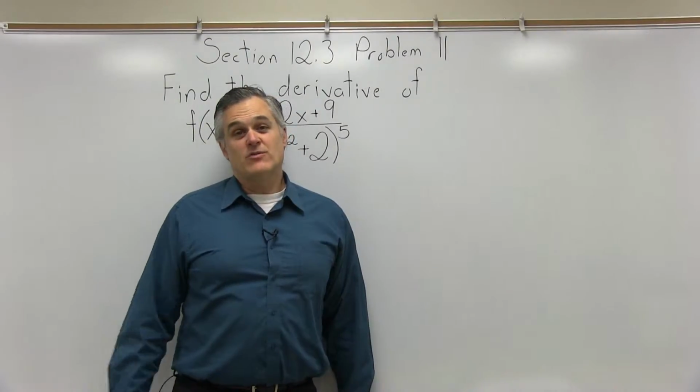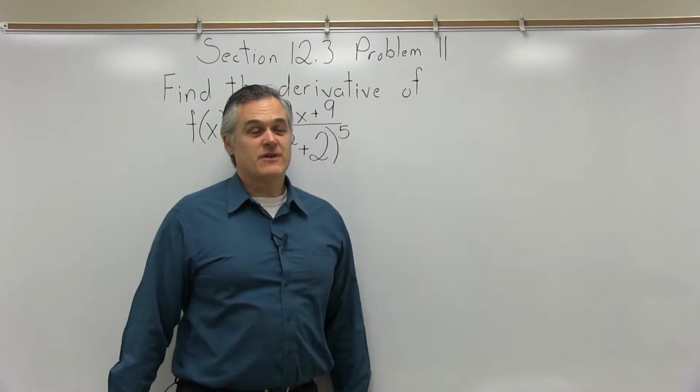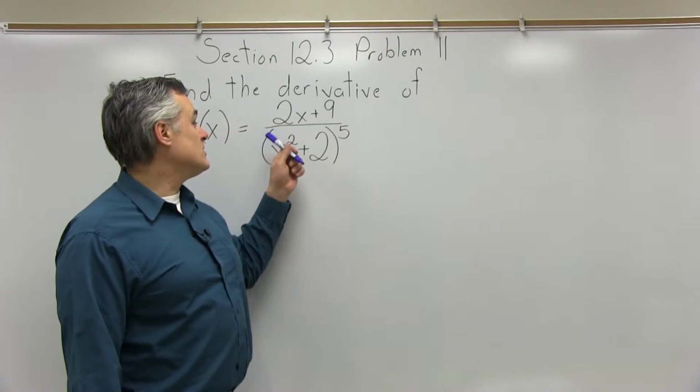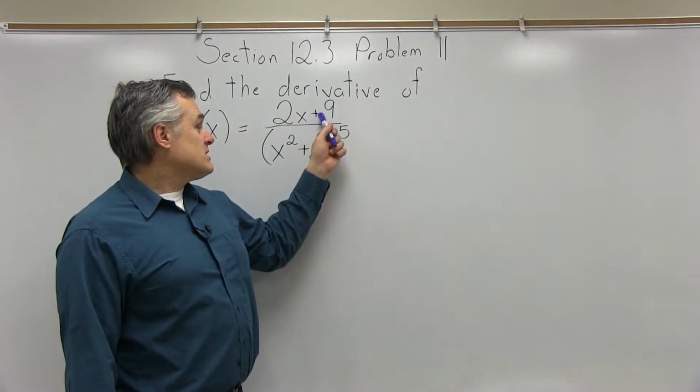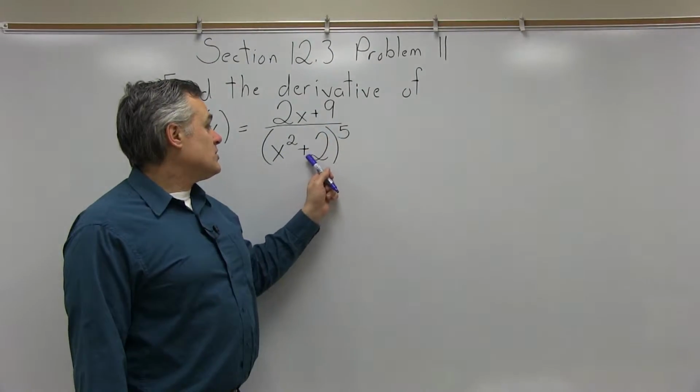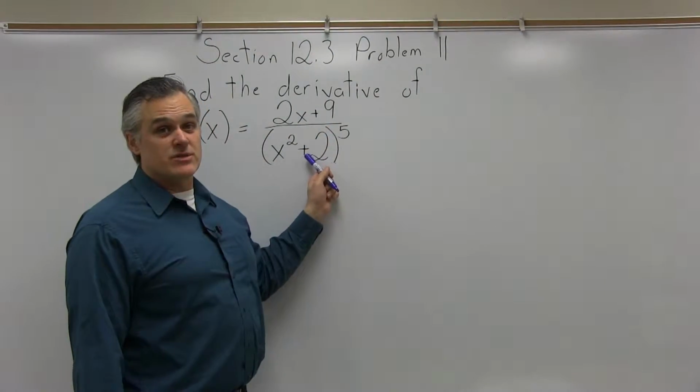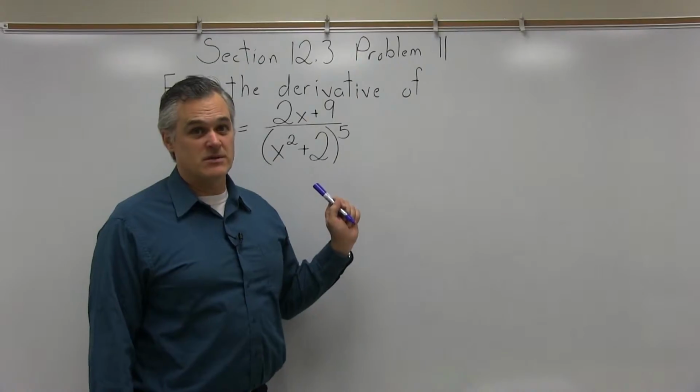This is Section 12.3, Problem number 11. It says find the derivative of f of x equals, and we have a fraction or a quotient. The top of the quotient is 2x plus 9, and the bottom or denominator is (x squared plus 2) in parentheses raised to the 5th power.